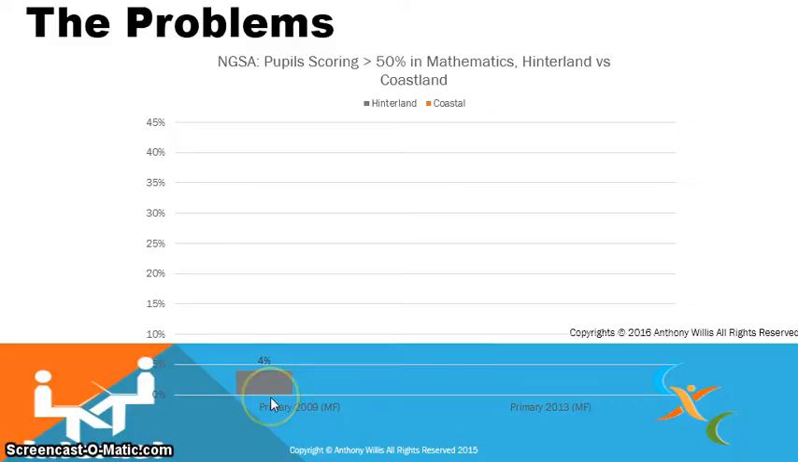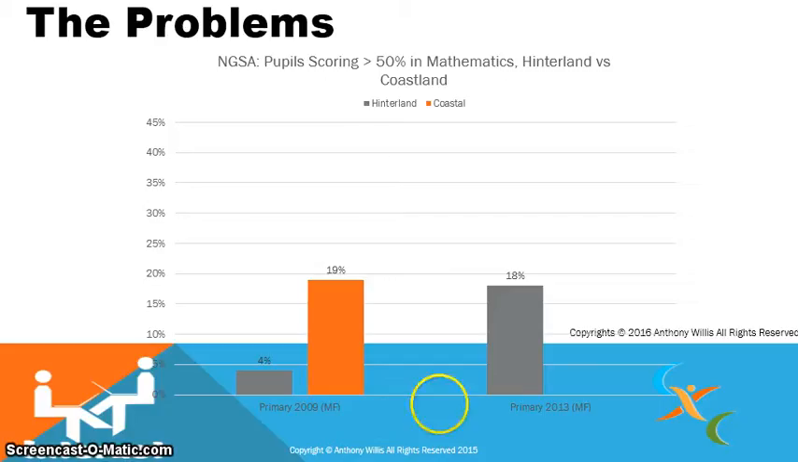Primary school level, 4%. That is pupils who are from the hinterland in remote areas of the country. 4% of the pupils who sat the exam got above 50% in mathematics. And those in the coastal region, that is along the coast, 19% got above 50% of marks in mathematics for year 2009. This information is taken from the Guyana sector plan.